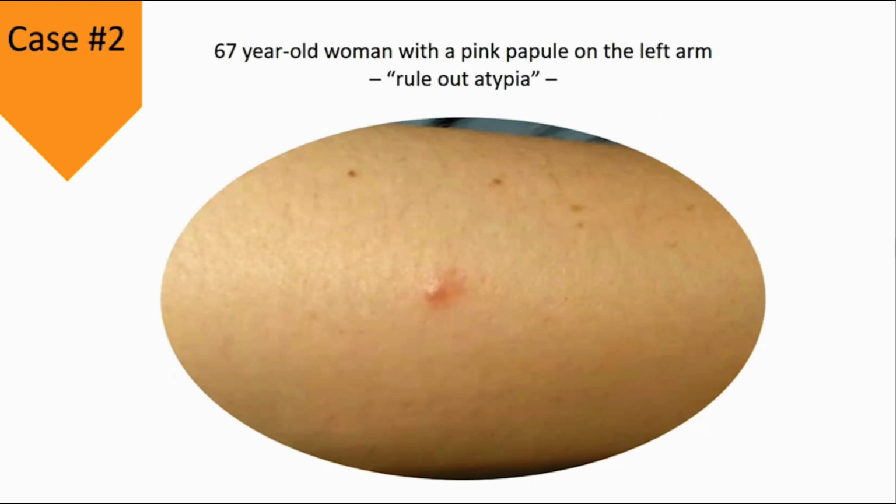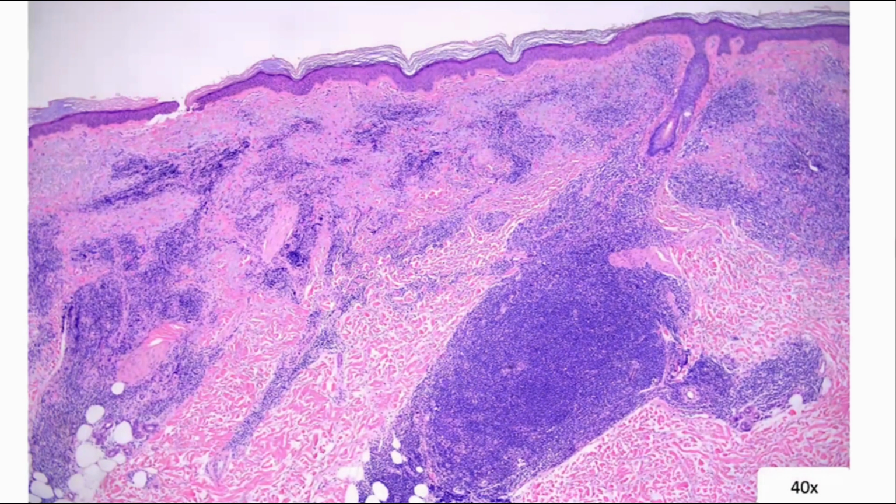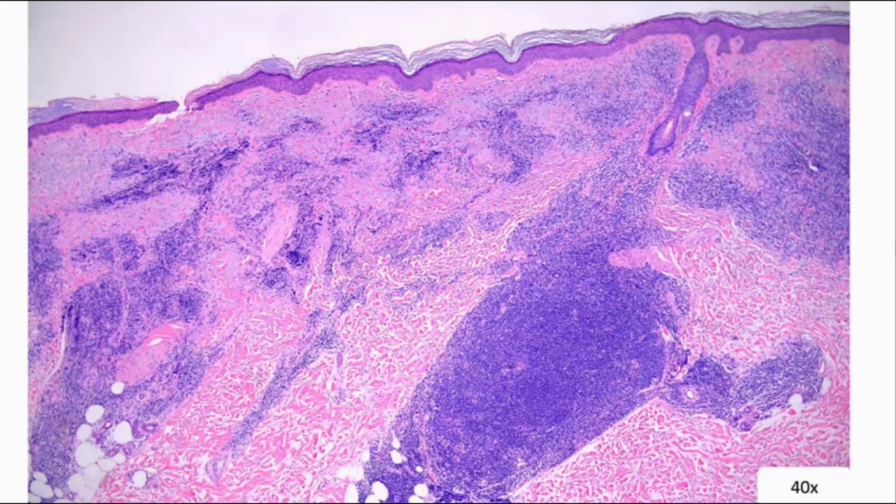Great. So moving on to case 2, this is a 67-year-old woman who presented to dermatology clinic with a pink papule on her left arm. And our derm colleagues saw this case and were told to rule out atypia. So here we have a skin shave biopsy, and here it seems like it's a dense bottom-heavy skin specimen.